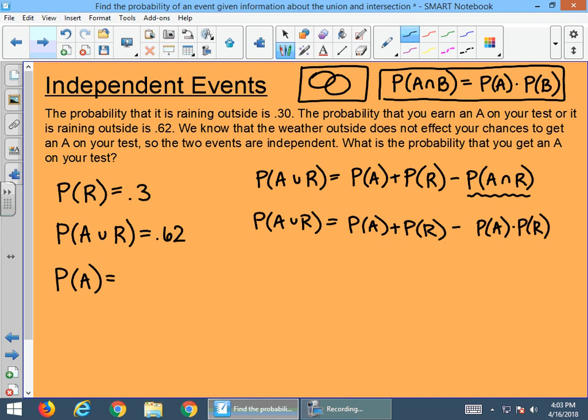Alright, so now I can start subbing some stuff in. Probability of A or R, I know this is 0.62. This is equal to the probability of A, I don't know it, plus the probability of R is 0.3, minus the probability of A times the probability of R, which is going to be the probability of A times 0.3, so this is going to be 0.3 probability of A.